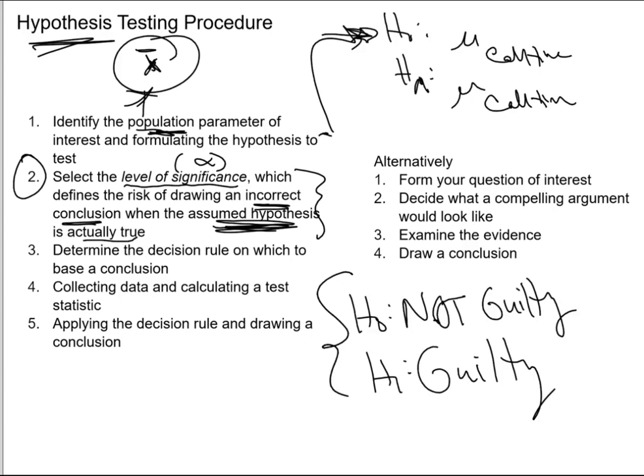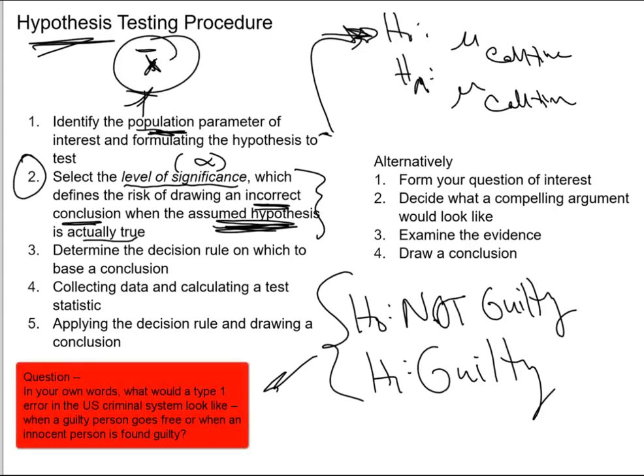So again, if we go back to our story about the US criminal system, what would be an example of a type 1 error? What would be drawing the incorrect inference when the assumed hypothesis is true? What would it mean in your own words if we commit a type 1 error? It means that the null was true, but we found evidence to convince us otherwise. In your own words, describe what that would look like to commit a type 1 error in the US criminal system.